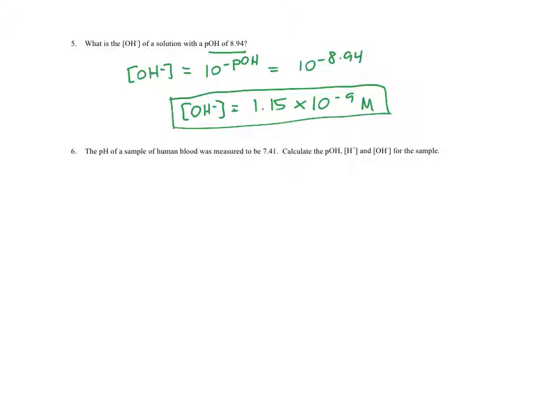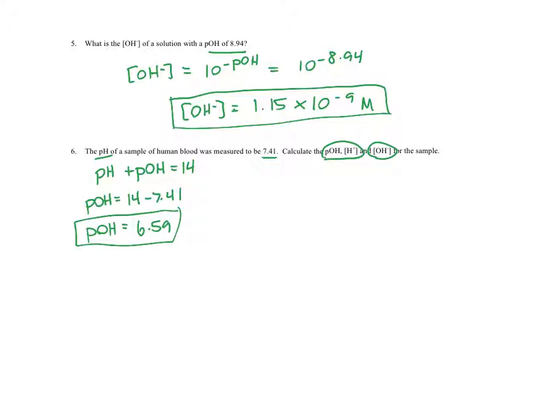Okay, and finally, the pH sample of human blood was 7.41, so that's the pH. It's going to ask you to calculate 3 things here: pOH, H plus, and OH minus. Doesn't really matter where you start. I'm going to start with the pOH because that's in the problem. And I'm going to remember pH plus pOH should equal 14. So pOH should equal 14 minus 7.41. And that should give me 6.59.